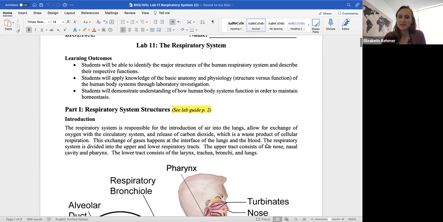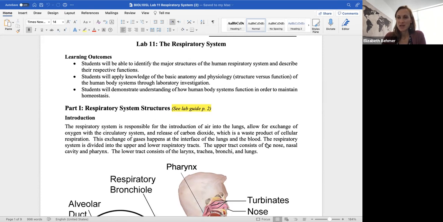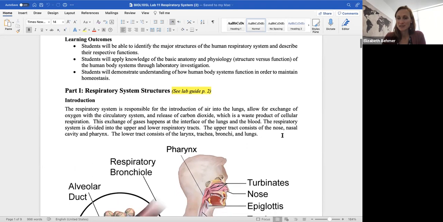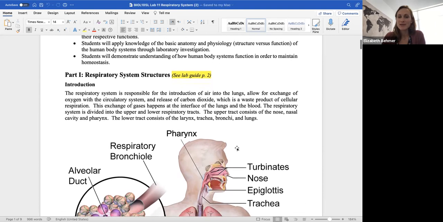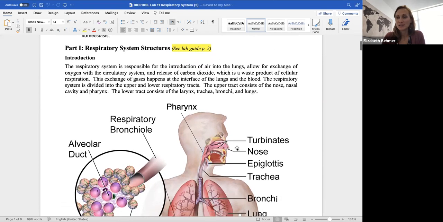So your respiratory system is responsible for introducing air into the lungs via inhalation. Your respiratory system allows for the exchange of oxygen with the circulatory system. It releases carbon dioxide, which is a waste product of cellular respiration, which is the ability of your cells to take in glucose and create energy. And this exchange of gases happens at the interface between the lungs and the blood.